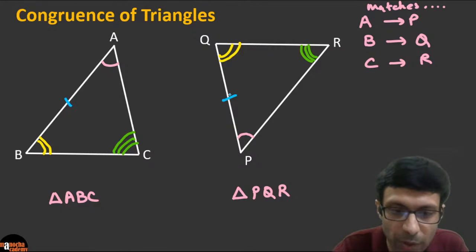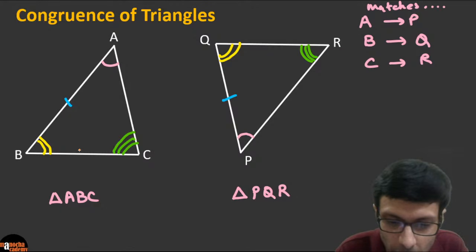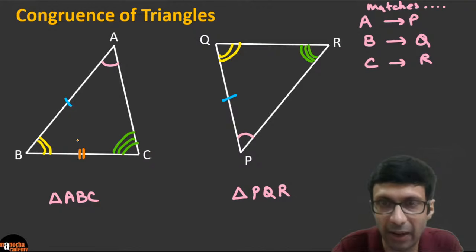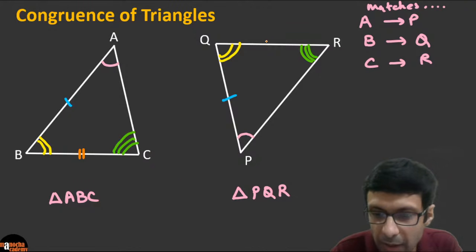Similarly, which side is corresponding to BC here? If you look at BC, which one should it be? It should be opposite to that angle A, the pink colored angle. So opposite to P is this side.